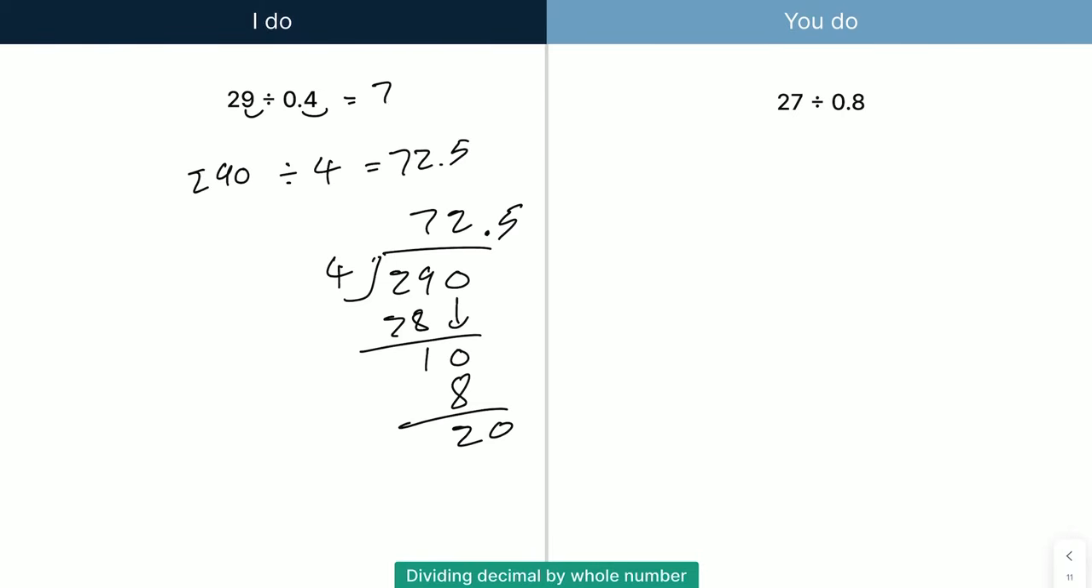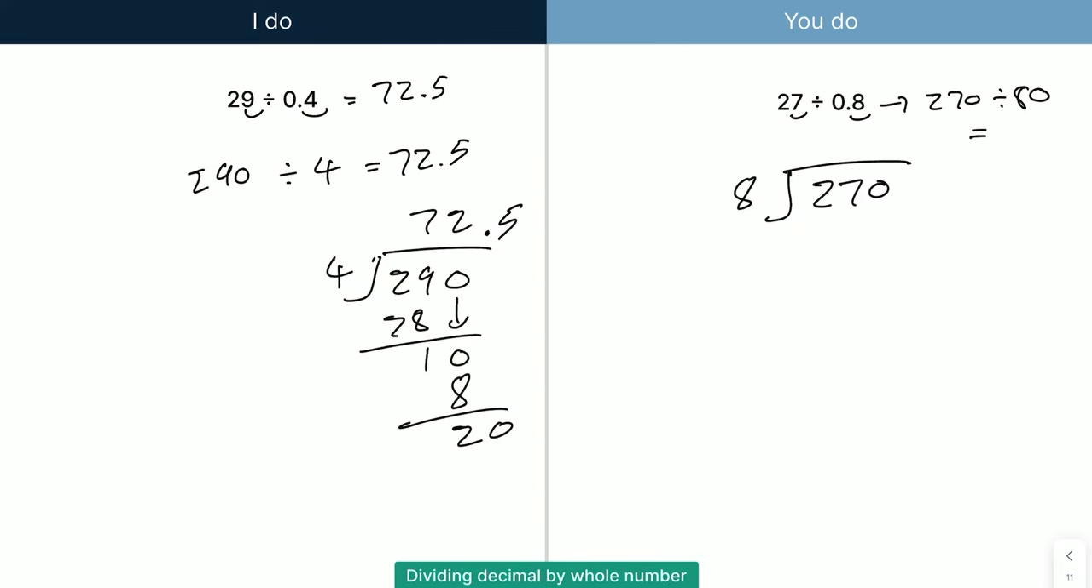And the answer here is the exact same. Again, hopefully you've pressed pause and had a go at this. So you're going to start by getting rid of the decimal. So that then becomes 270 there. So that would, of course, turn into 270 divided by 80. And then you've just got that to deal with.